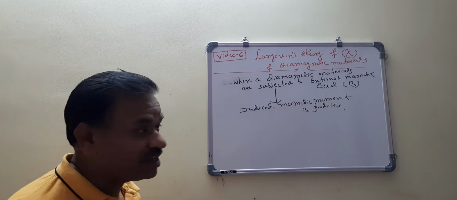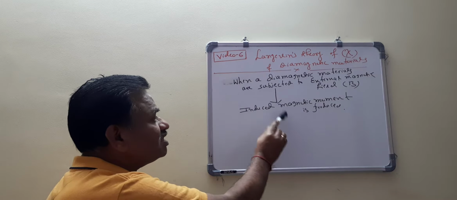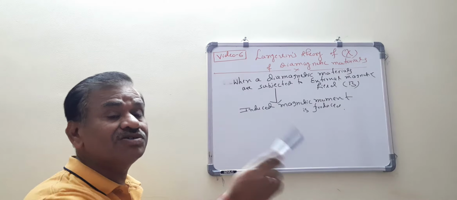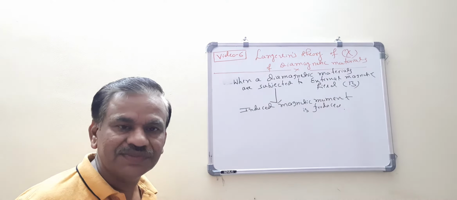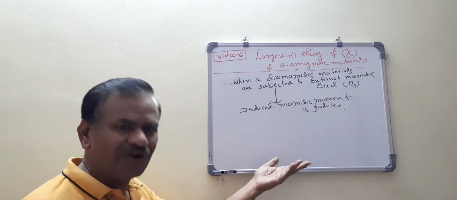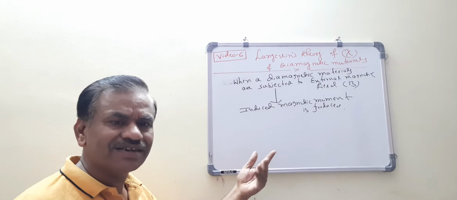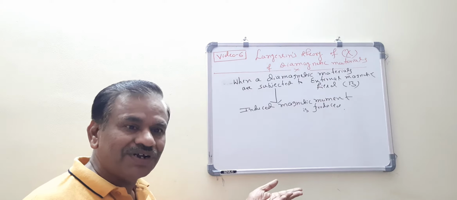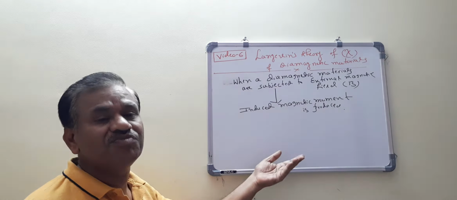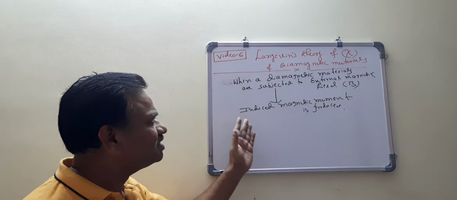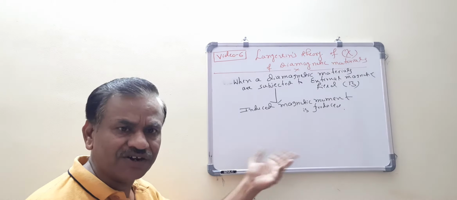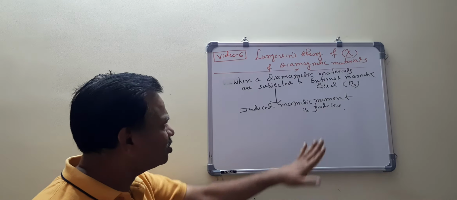Another important thing is that the magnetic moment is produced because of the change in velocity of the electrons. When there is a change in velocity, there must be acceleration. When there is acceleration, there must be a force. That force is because of the induced EMF and so on. I explained all these things in the previous video, probably the fourth video, so don't bother much about this.